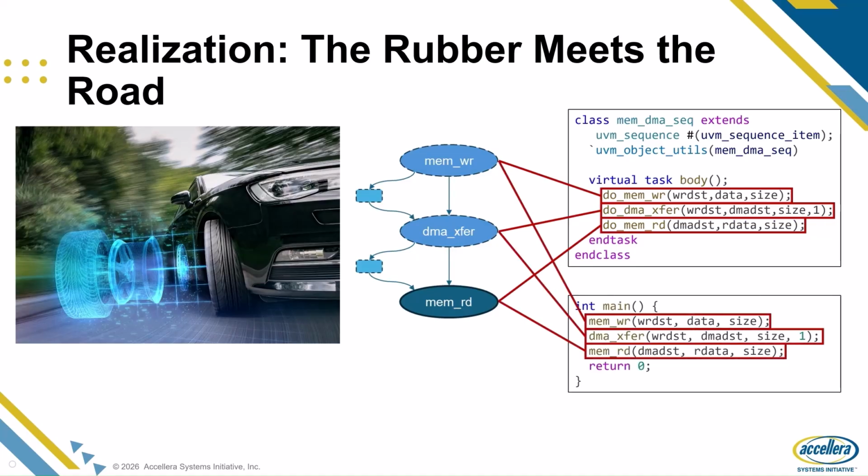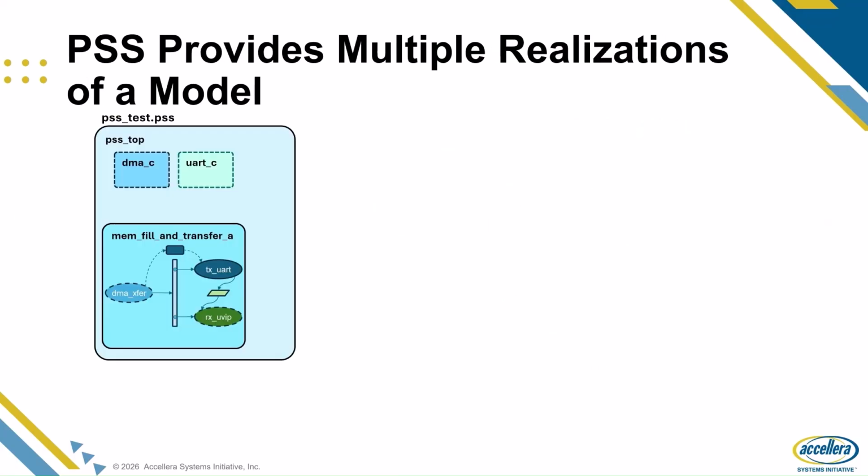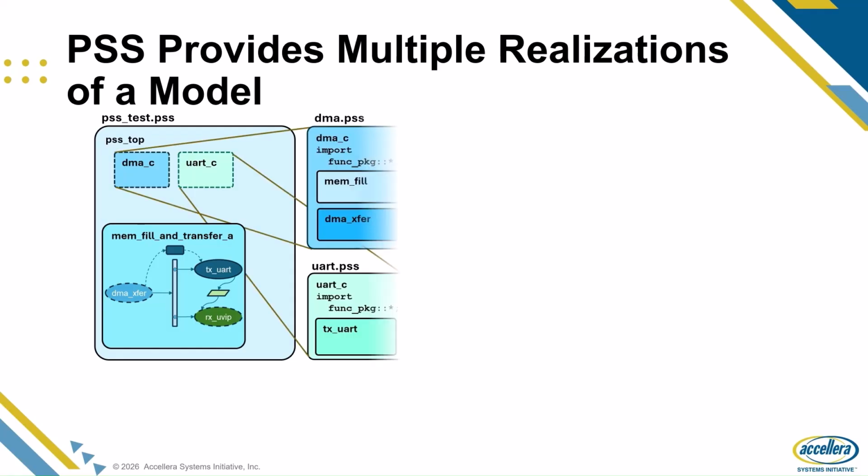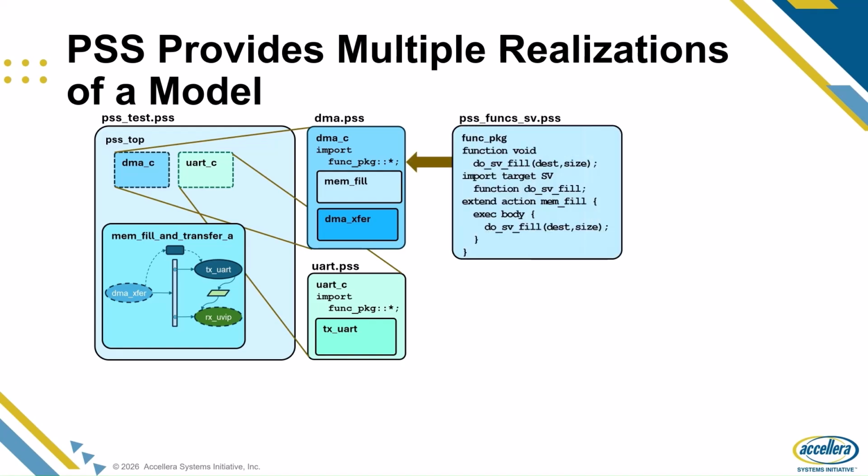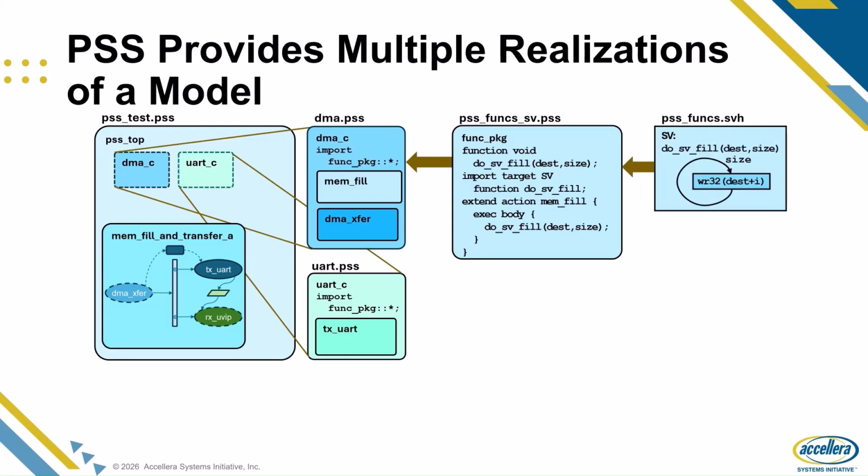And if we target C, we do the same thing. We generate C code that's going to call the C implementation for each of those actions according to the schedule of the model. And we organize our PSS model to be able to provide this flexibility. So for each component in the PSS model, we have its own PSS file, which defines the actions for that component. And then we import the appropriate function that defines the methods that we're going to use for the target language. In this case, for SystemVerilog, we have a do svfill method, which will be mapped to a task in SystemVerilog that will do a loop of write 32s at the destination address, incrementing with size number of calls.